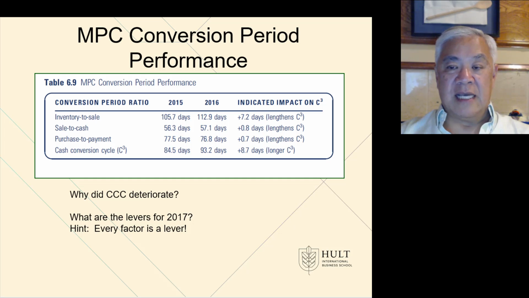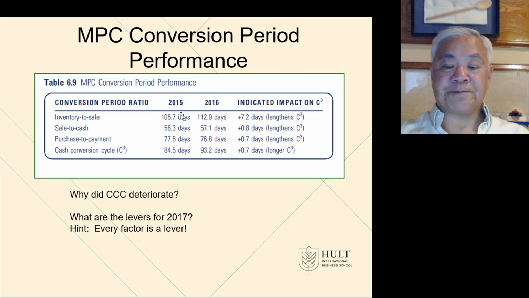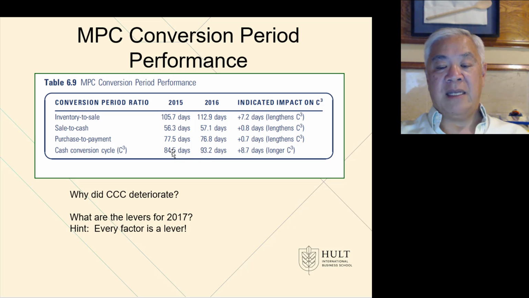And here we have just an example analytically. If we have two periods of time, 2015 and 16, and we have these results, we look at what happened between 2015 and 16, we see that the inventory to sales went up, which is not good. That's unfavorable. We see sales to cash went up. That's also not good. We should be collecting faster, not slower. And the purchase payment went down slightly, which is, I guess, good. We're paying a little bit faster, but by 1 day. That's not exactly significant. So the cash conversion cycle deteriorated from 84 to 93. So went up 8 days.